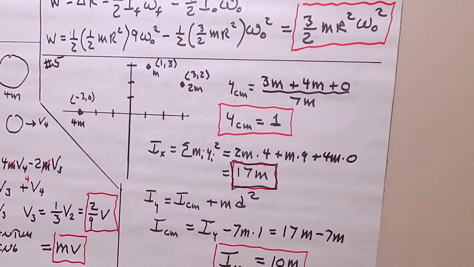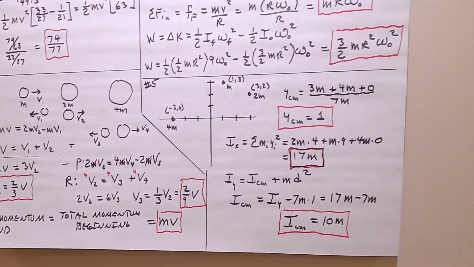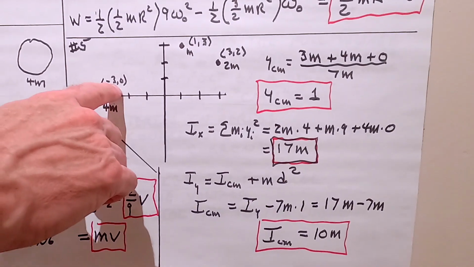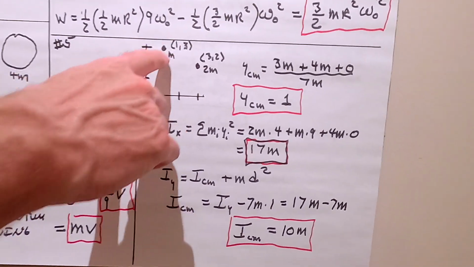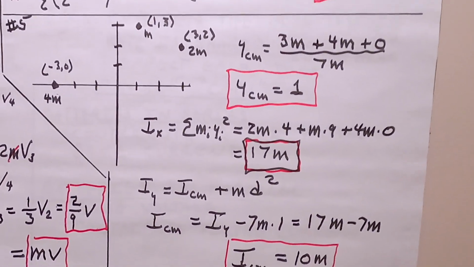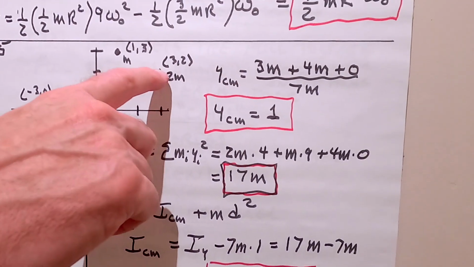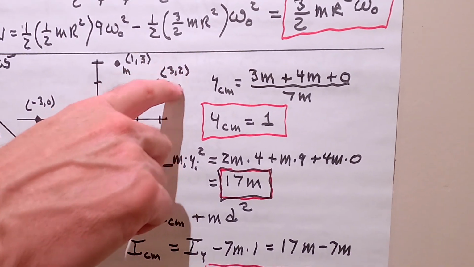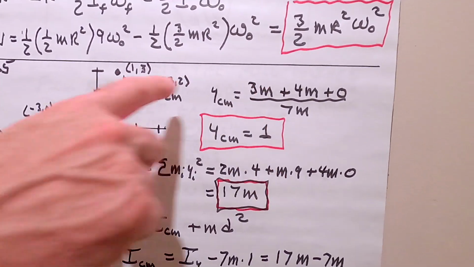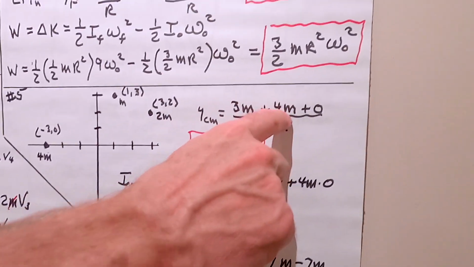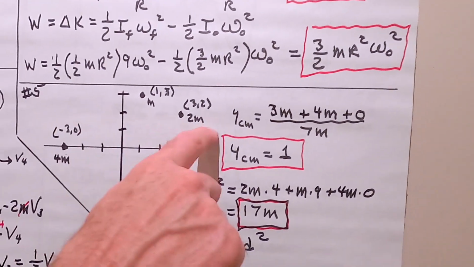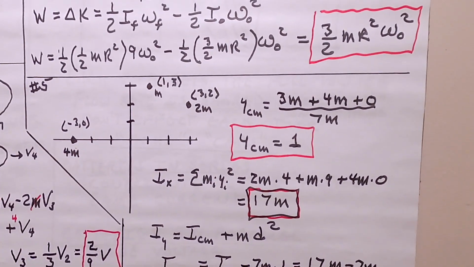Okay, and then the last one, here I gave you some points: 4m at point minus 3, 0, m at 1, 3, and 2m at 3, 2. And I asked, what is the y position of the center of mass? It's 2m times the y value, so that's 4m. This one is m times 3, which is 3m, and this one is 0, so it's 3m plus 4m plus 0 over 7m. The m's drop out and you get 1. So the y center of mass is right at y equals 1.